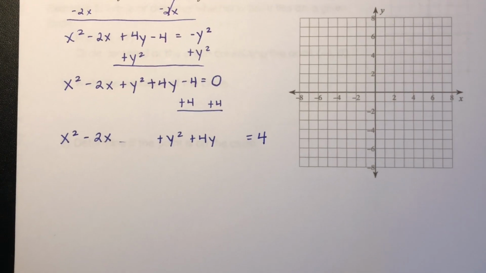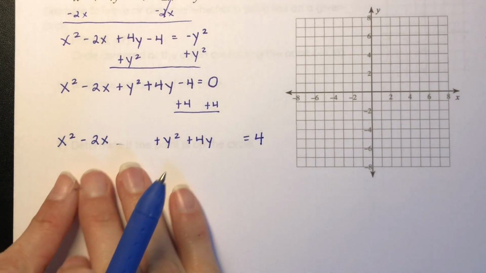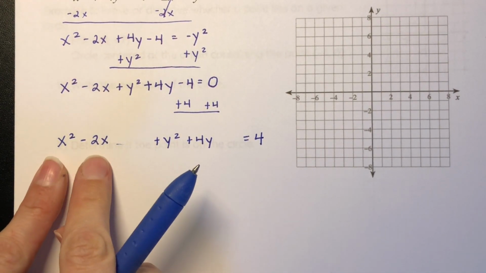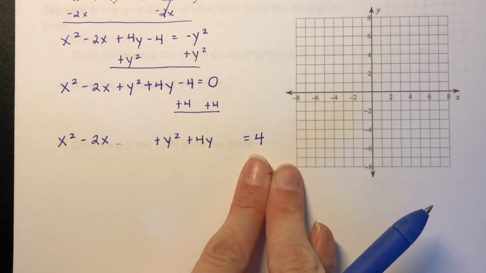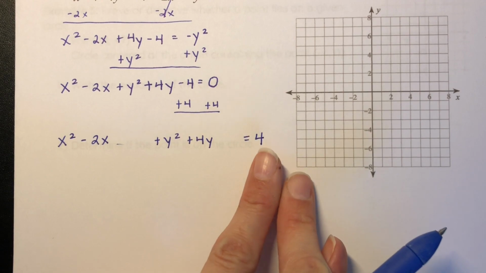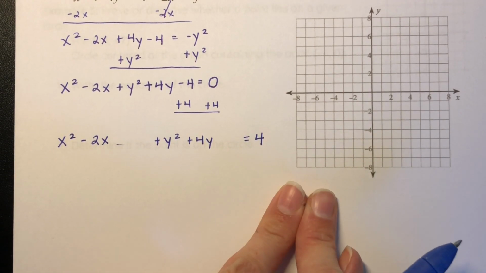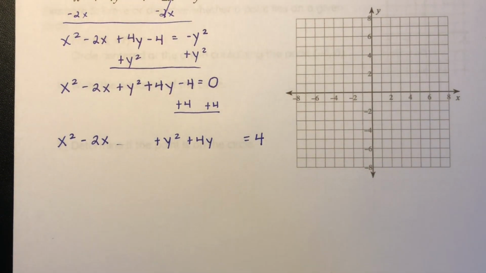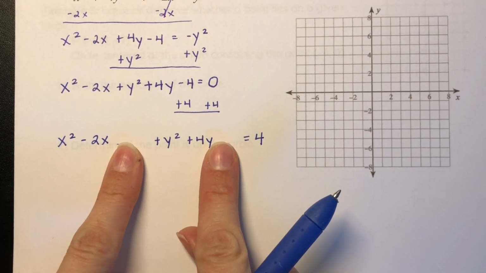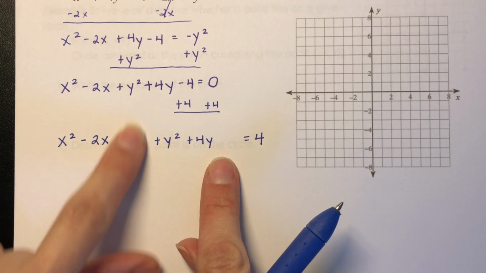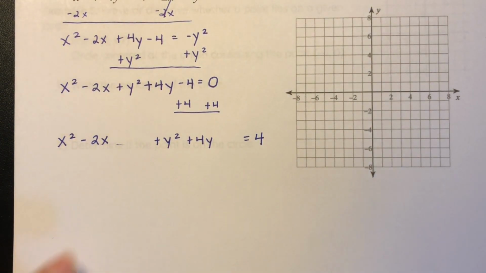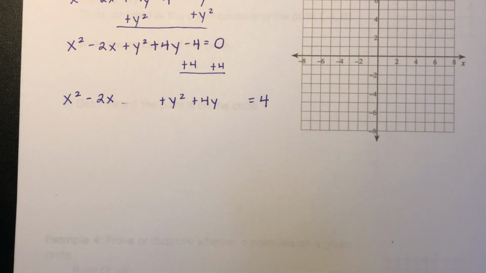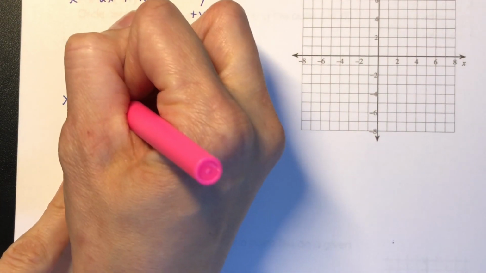All right, so now you can see I have everything together that I need. I have my x squared and x together, I have my y squared and y together, and then I have all of the constants, in this case just 4, on the other side of my equation. So now I can start figuring out the constants that I have to add in order to complete the square for my x terms and to complete the square for my y terms. So let's go ahead and start that now. So first we'll deal with x's.